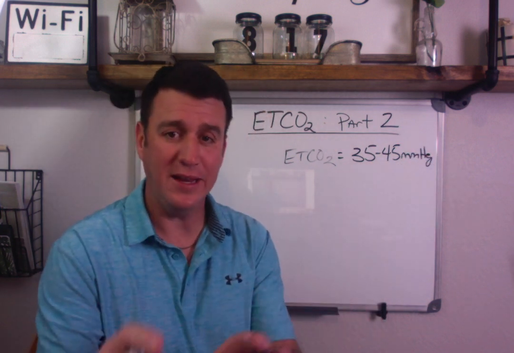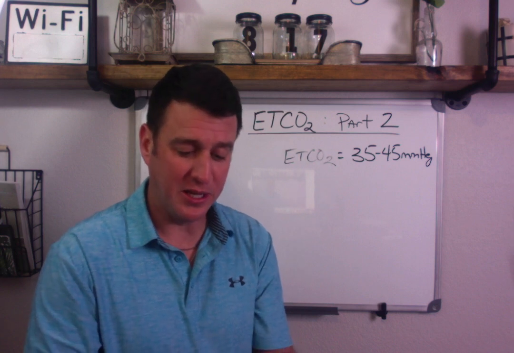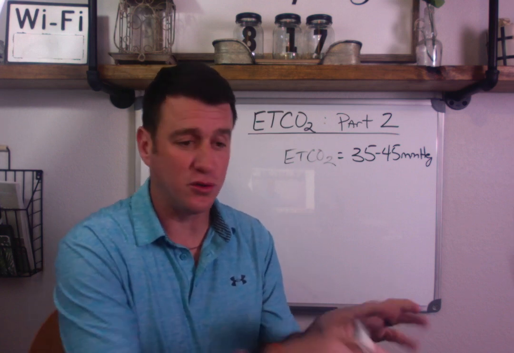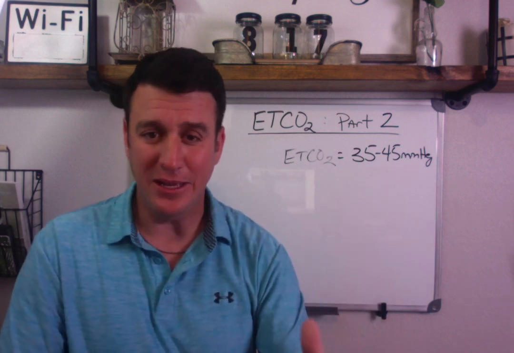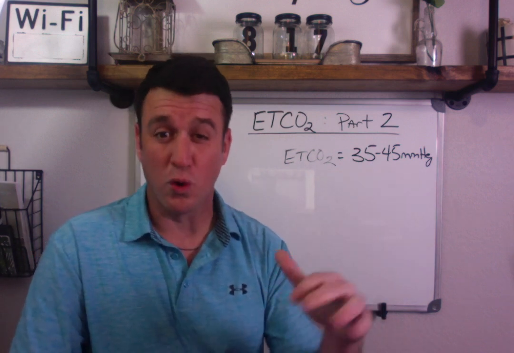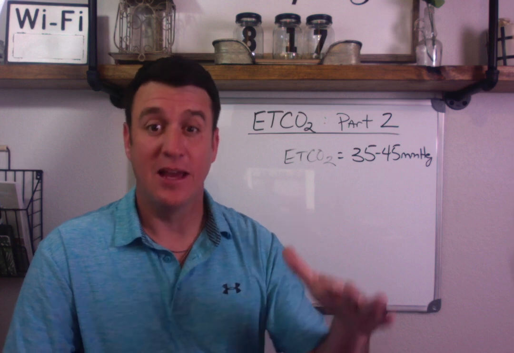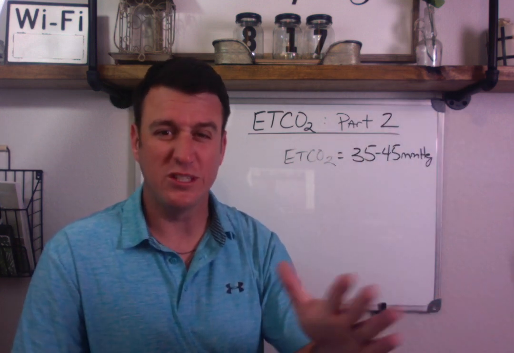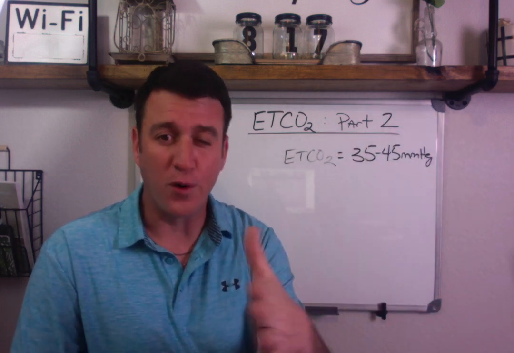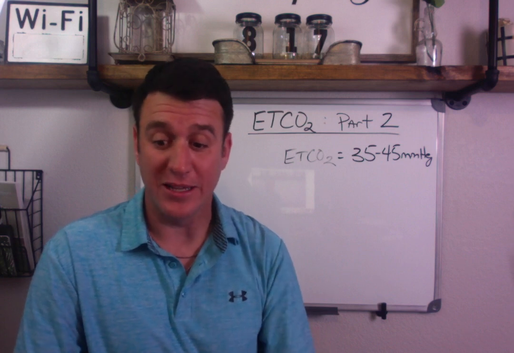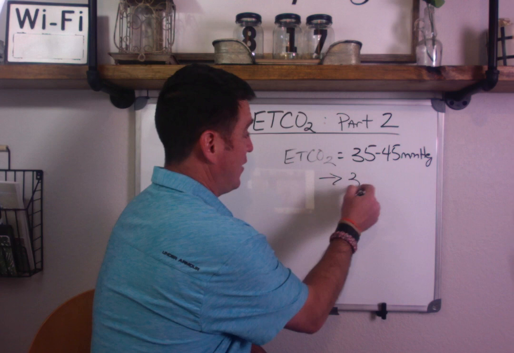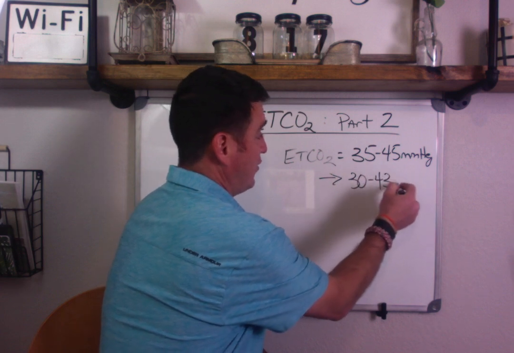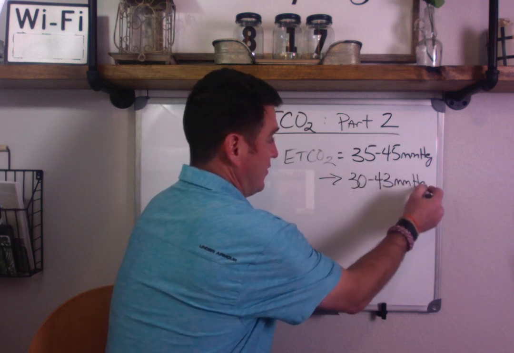Now, right here, I want to pause, because if you go into Google and search normal Tidal CO2, it will pull up 35 to 45. But typically, the Tidal CO2 runs a little less than arterial CO2. So typically 4 to 5 millimeters of mercury less. So typically when we talk about normal, we're really talking about 30 to 43 millimeters of mercury.